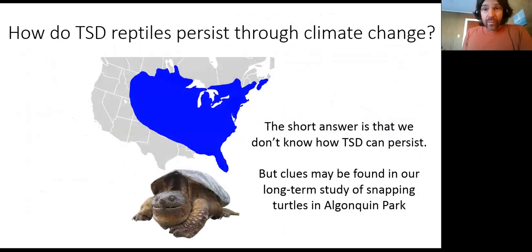And evolution is, of course, an option, although when we're talking about things like alligators and snapping turtles, their generation time is extremely long, and the heritability of these TSD traits is extremely low. The visibility to selection of the T-PIVs, for example, is extremely low. So these are traits that do not evolve rapidly, apparently. So we don't know why specifically they've persisted through climate change, but we may be able to find some clues in our long-term data from up in Algonquin Park.